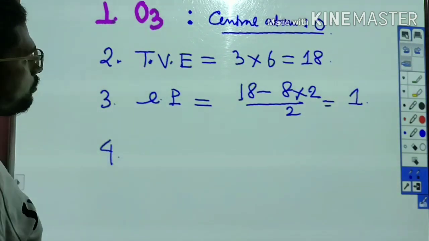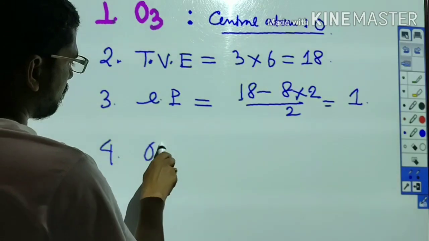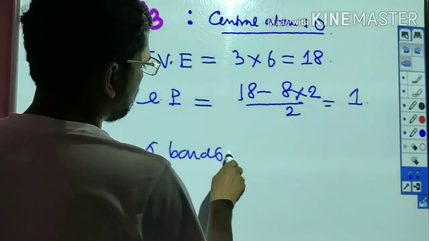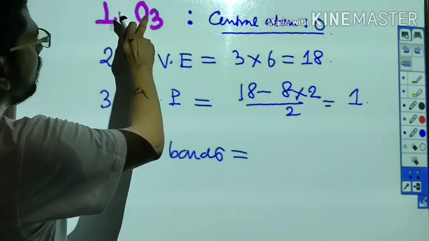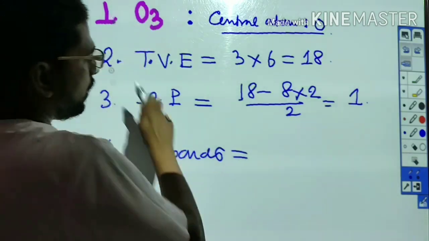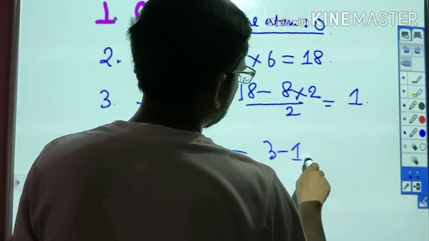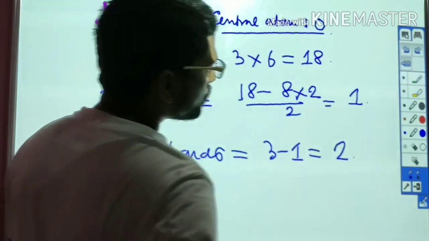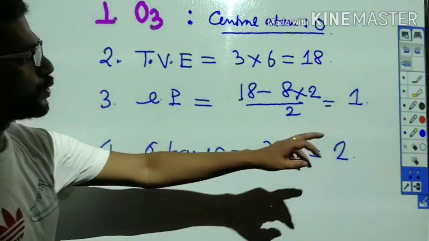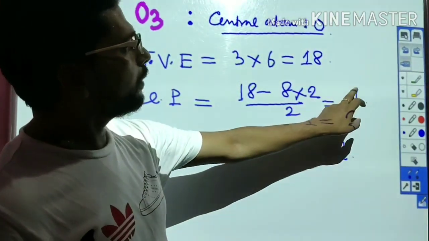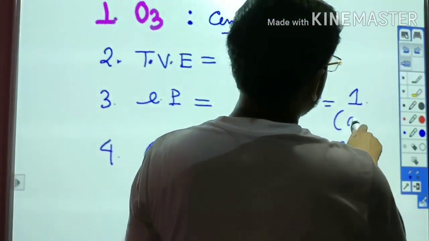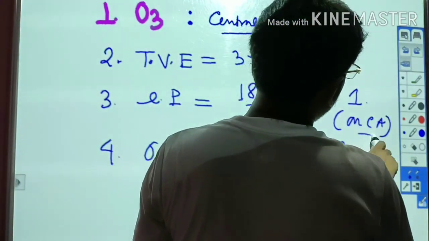Now, sigma bonds. How many numbers of sigma bonds are there? Sigma bonds will be total number of atoms, 3, minus 1, that will give you 2. So 2 sigma bonds, 1 lone pair of electron. This is of course on the central atom.